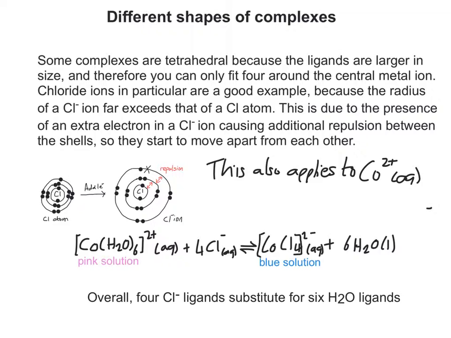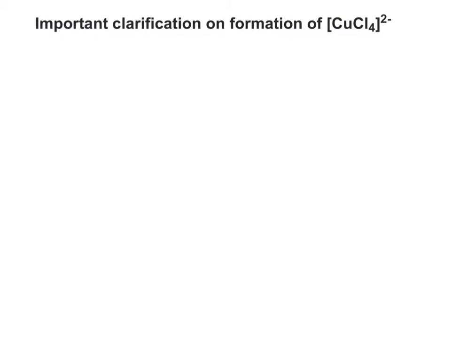And just for reference, we can apply this to cobalt, for example, as well, so you can see it's not just copper that undergoes this type of ligand substitution reaction. In cobalt's case, it's a pink solution that you start with, and a blue solution you end up with. It's the same story though, 4 chloride ligands substitute for 6 H2O ligands. So at this point it might be a good idea for me to add a little clarification on the formation of the copper chloride ion, the yellow solution from the previous slide.